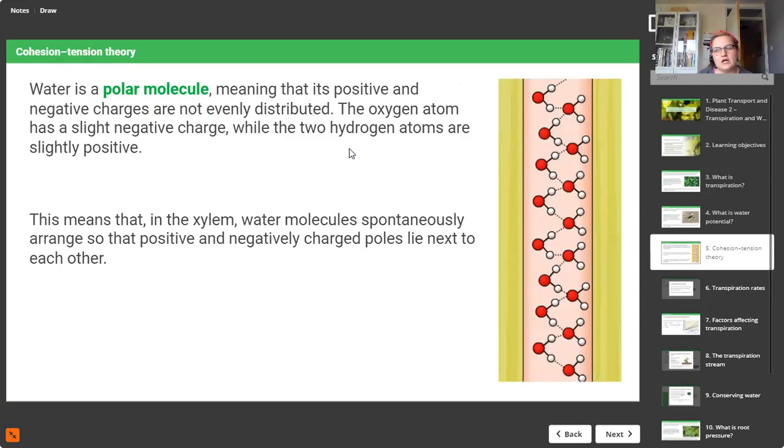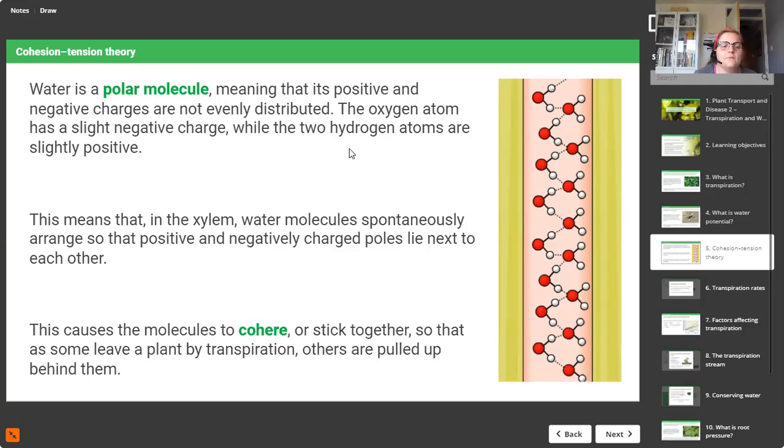We've talked about water cohesion before, so this is a recap from when we did that whole topic on water. What this means is that in the xylem, water molecules spontaneously arrange themselves so that the positive and negatively charged poles lie next to each other. This causes the molecules to cohere, or stick to each other, so that if some leave a plant by transpiration, others are pulled up behind them. This is the tension theory, and it's how they pull them up. So we have this constant stream of water through the plant.